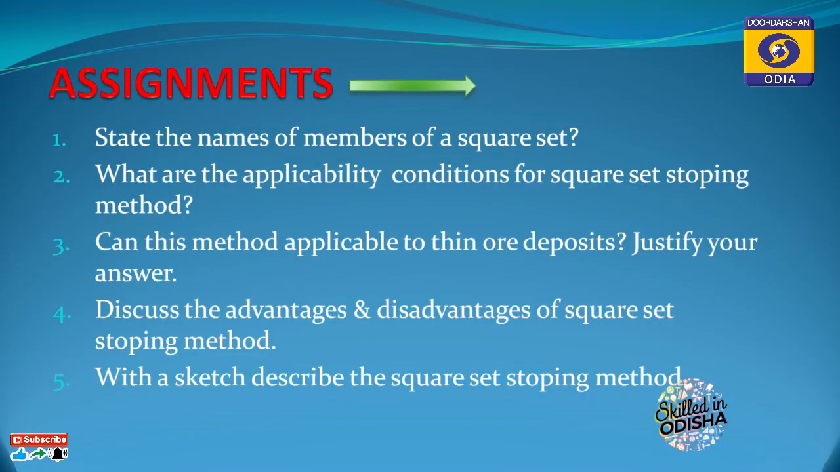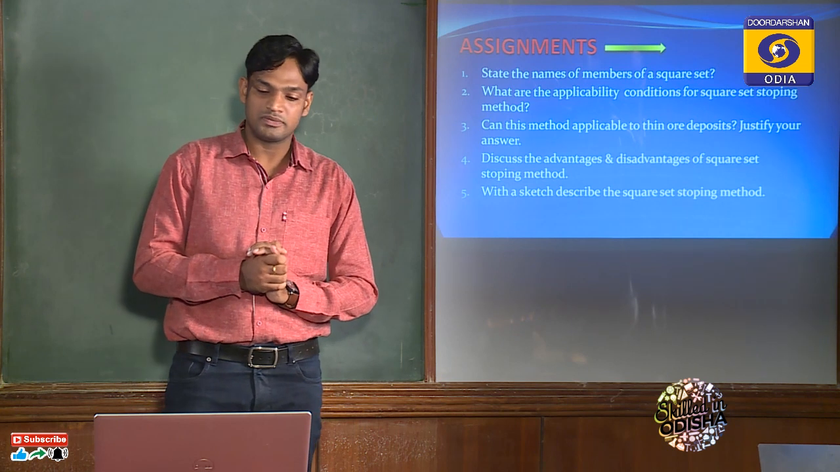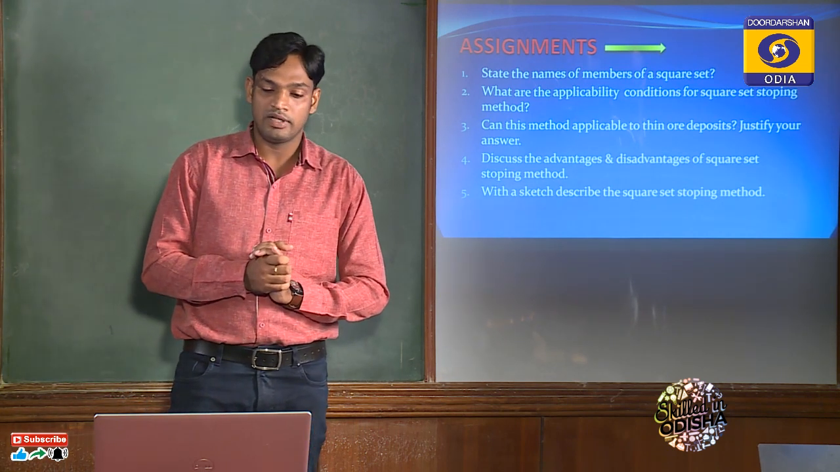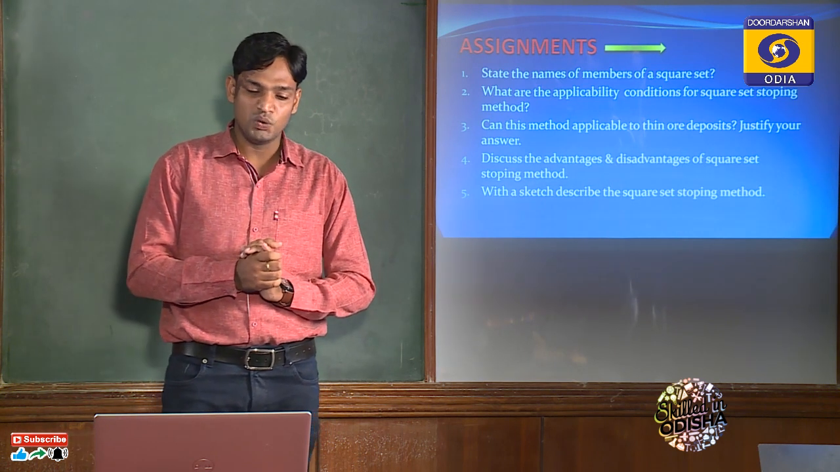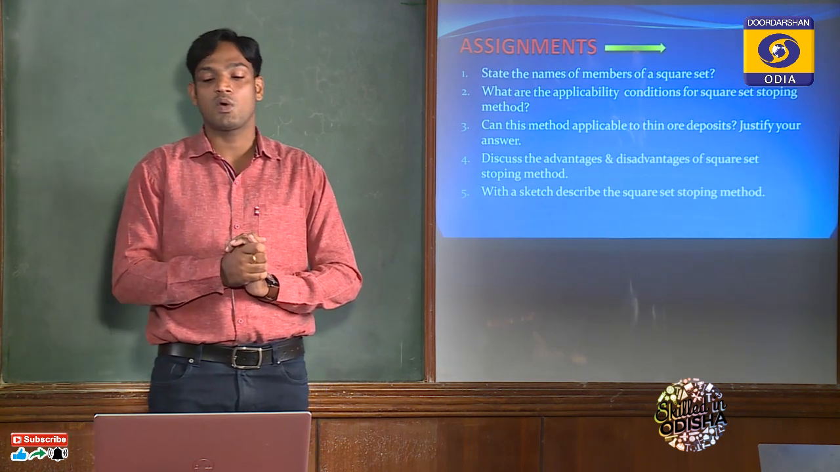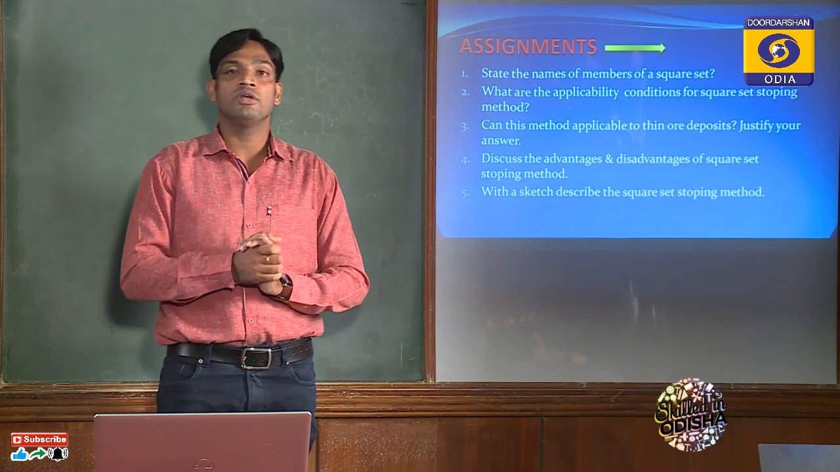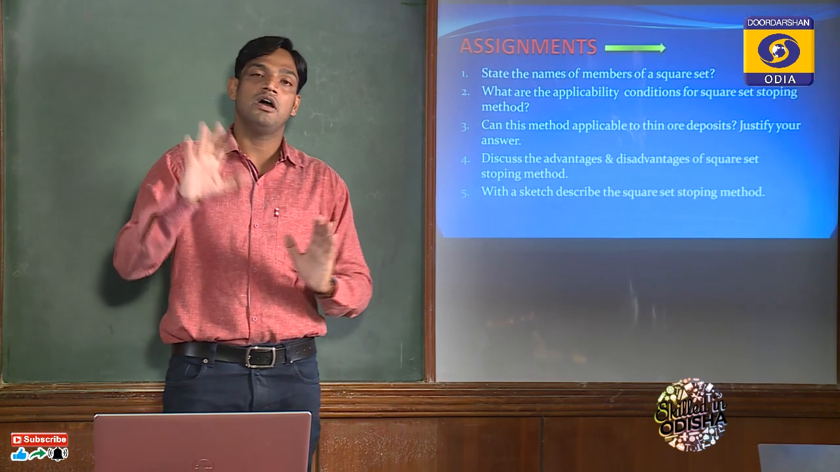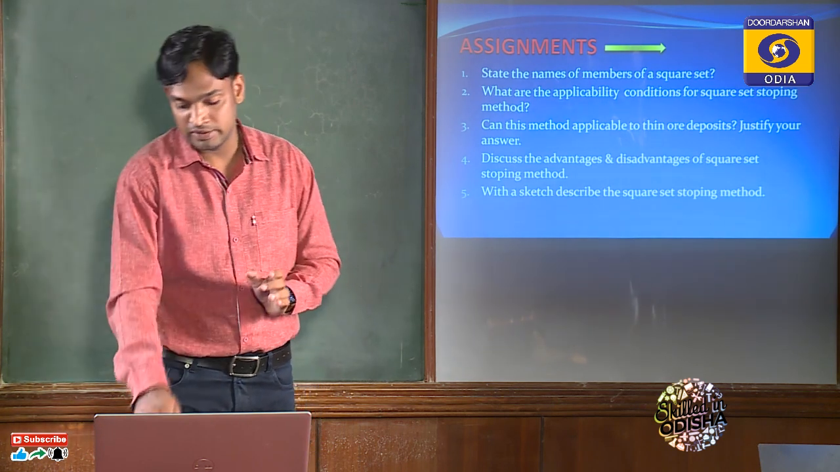Discuss the advantages and disadvantages of the square set stoping method. That is a 5-mark question. That may come for 5 marks. With a neat sketch, describe this square set stoping method. You need to describe the whole square set method in 7 to 10 marks. The question may be asked for 7 to 10 marks.